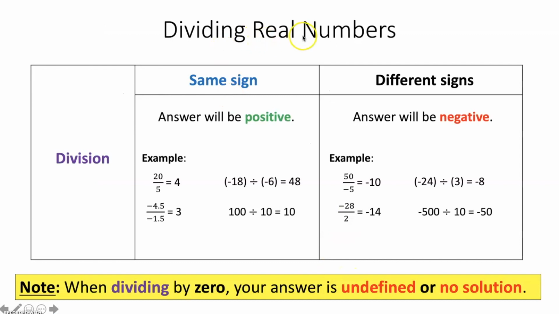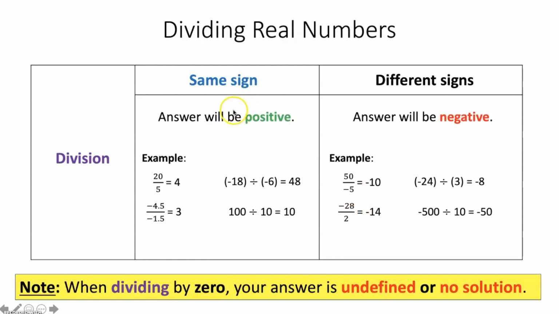Now let's talk about dividing real numbers. So when you are dividing two numbers that have the same sign, your answer, your quotient, will always be positive. So anytime you're dividing two numbers that have the same sign, whether they're both positive or both negative, your quotient, your answer, is going to be positive. Now, if you are dividing two numbers that have different signs, your answer, your quotient, will always be negative. So if you are dividing a positive number by a negative number or a negative number by a positive number, your quotient, your answer, will always be negative.